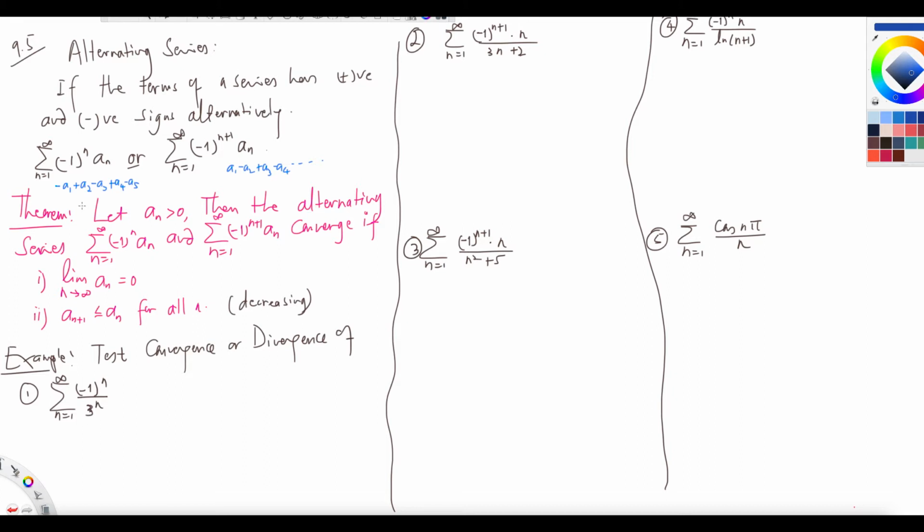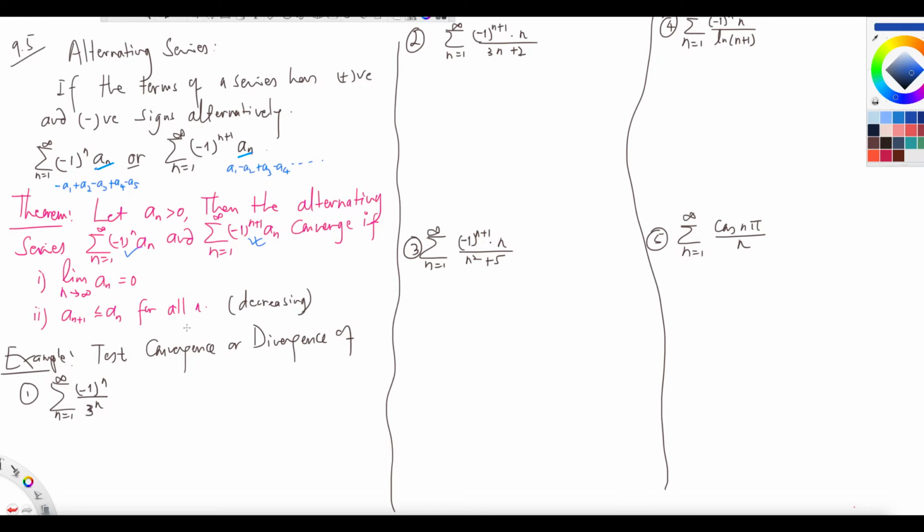The theorem says that if a sub n is positive, then the alternating series, either this alternating series or that alternating series, converges if the nth term a_n has limit 0 and if it is decreasing, meaning that every next term is smaller than the previous term, because a sub n plus 1 is less than or equal to a sub n for all n.